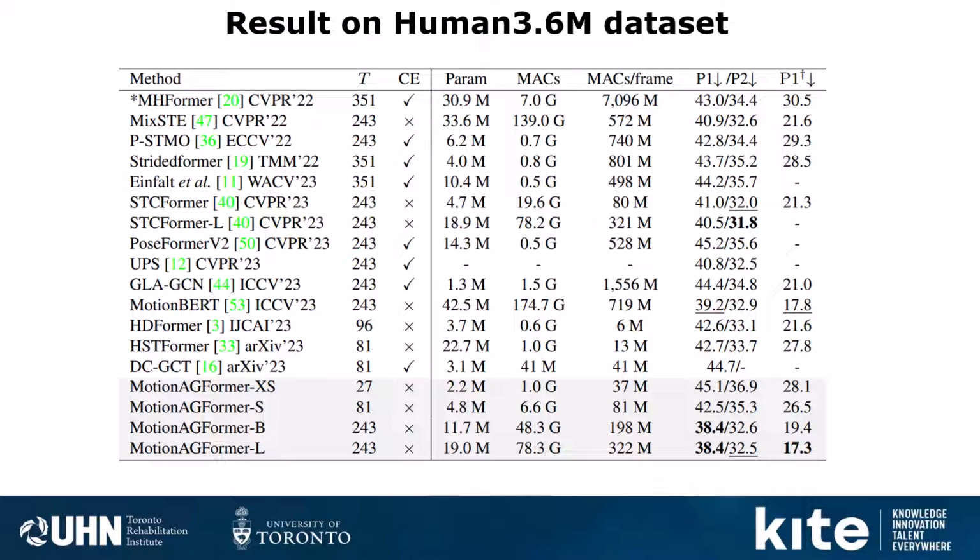And the last column is the P1 error in case the 2D estimation that we receive as the input does not have any noise, as in the ground truth that we have on the Human3.6M dataset by projecting those 3D coordinates into 2D using the camera projection. In that case, MotionAGFormer large achieves 17.3 millimeters error, which is the state-of-the-art performance.